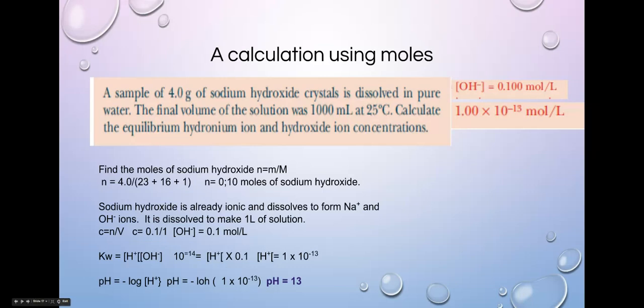When you come to put this in your calculator, be really careful that you put in either 1 times 10 exponent minus 14, or 1 times 10 to the minus 14, because if you don't, if you write 10 to the minus 14, then it will actually be doing 10 times it, not 1 times it. So when you put this into your logarithmic function, you'll end up with it coming out as pH 13. So this solution would have a pH of 13.